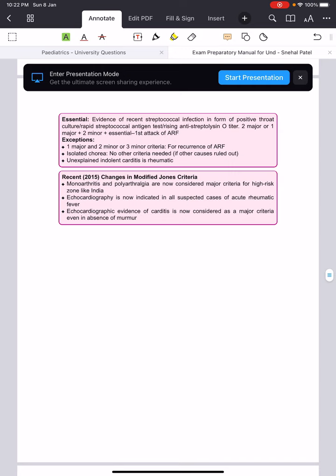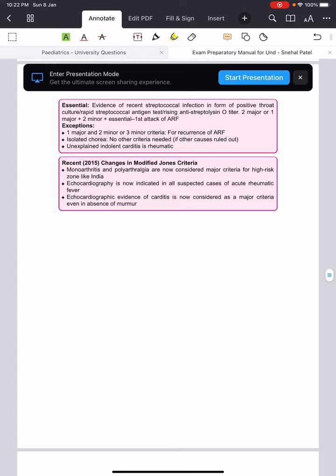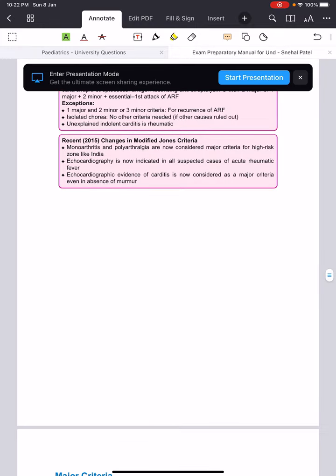Exceptions: one major and two minor, or three minor, for recurrent ARF. If there was ARF even before and now there is ARF, then there has to be one major and two minor, or three minor. Isolated chorea needs no other criteria. And unexplained indolent carditis is usually rheumatic.